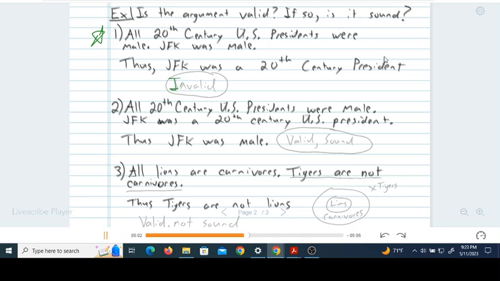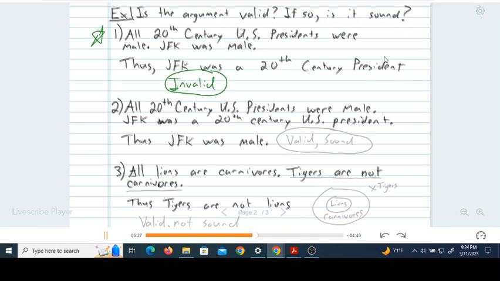Thus, since he was male, he must have been a 20th century U.S. president. This is invalid. Right? It's claiming that JFK was a U.S. president on the basis of him being male. That's not a valid argument. Everything we said there was true, but that doesn't mean it's valid. So just a word of warning here. Just because everything in an argument is true, that doesn't mean it's a valid argument.